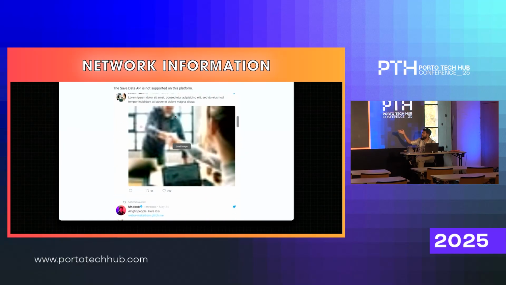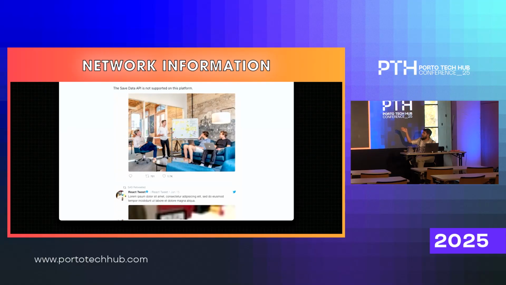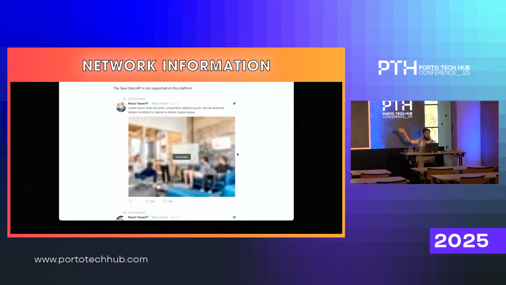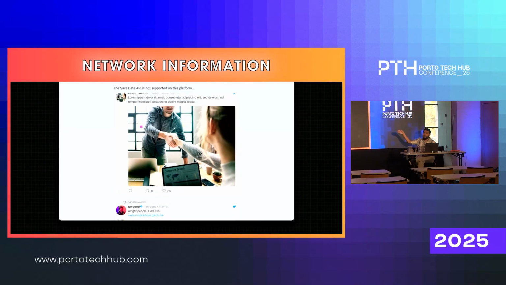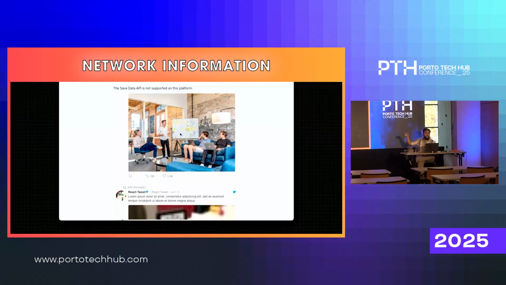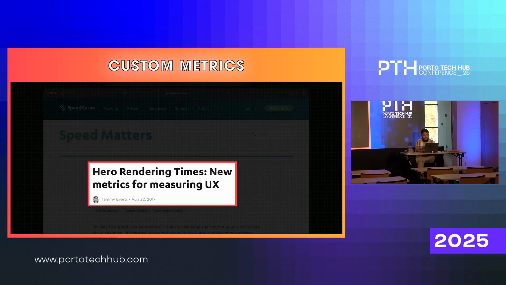For example, this is a copy of the Twitter feed where, if the user has the save data mode enabled, it will only show the thumbnail low resolution preview. And if you want to see the image, you can click and it will download the image. So this is another example.